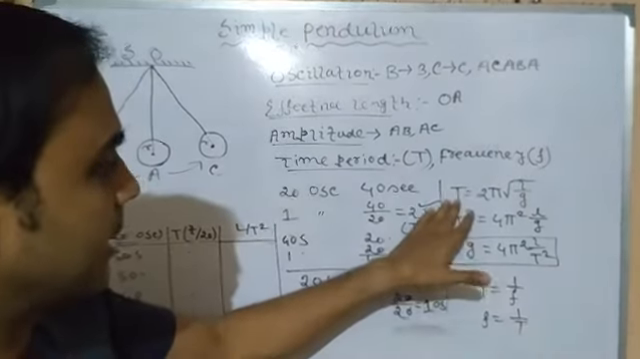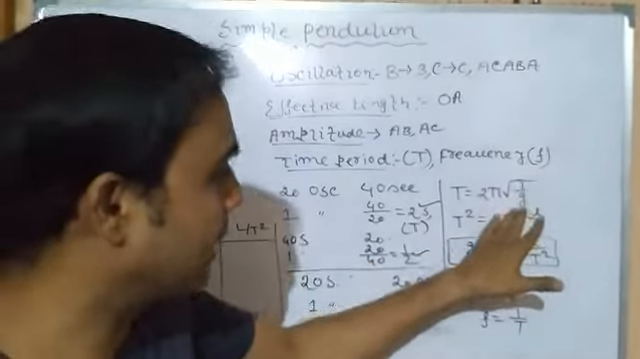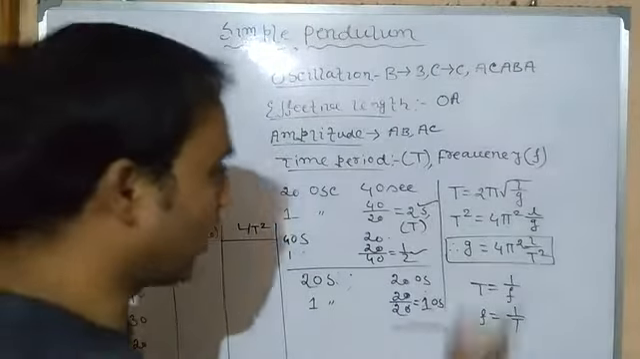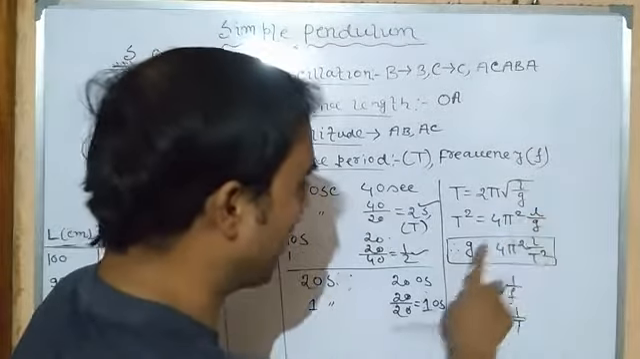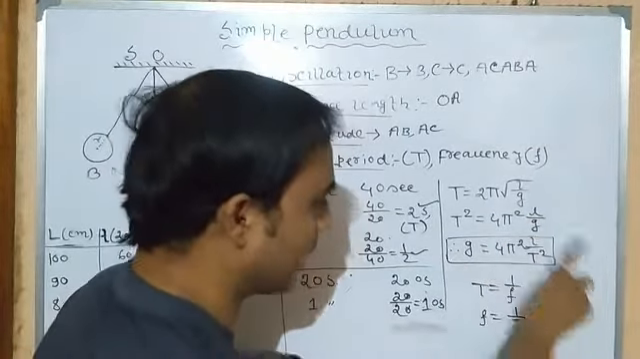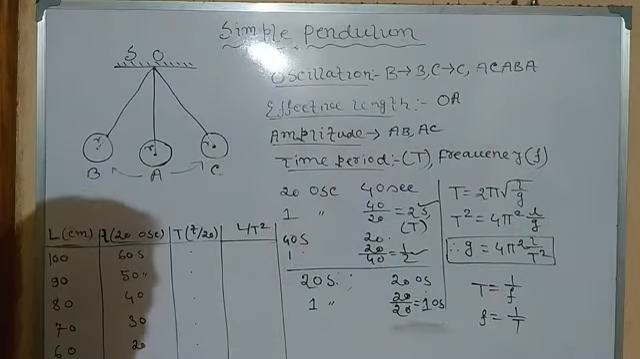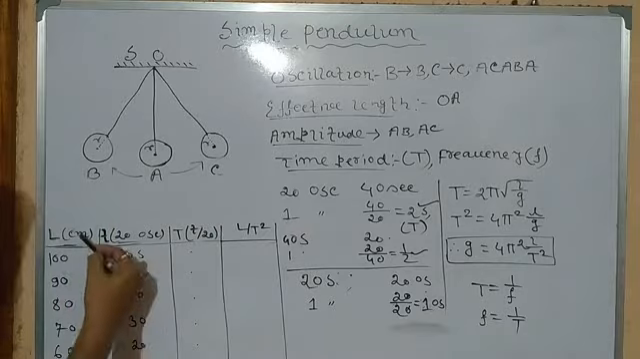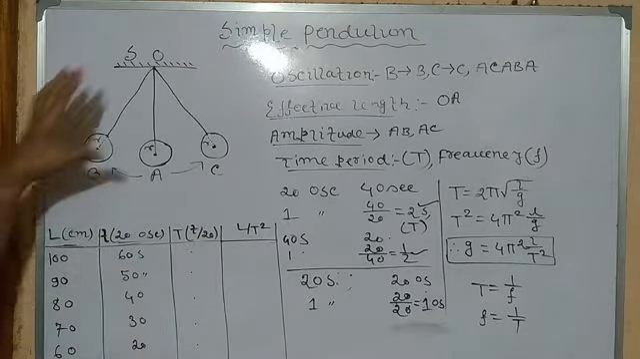The simple equation is T equals 2 pi root over L by g. Clear? So from that, T squared is equal to 4 pi squared L by g. So g is equal to 4 pi squared L by T squared. So how to find out the acceleration due to gravity from that? For that we will take different effective lengths of the string.